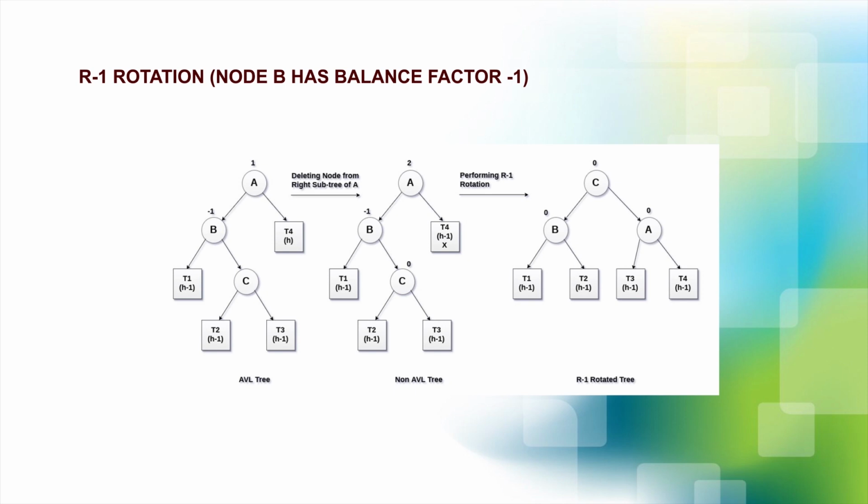So, T2 is connected as a right child of B and T3 is connected as a left child of A, and the rest of the items like T4 stay connected as they are as a right child of A. After connecting all the children to their parents, we again calculate the balancing factor of this tree. The balancing factor of B is 0, A is 0 and the balancing factor of C is 0, which comes under the range of balancing factor, or we can say they follow the property of AVL tree.